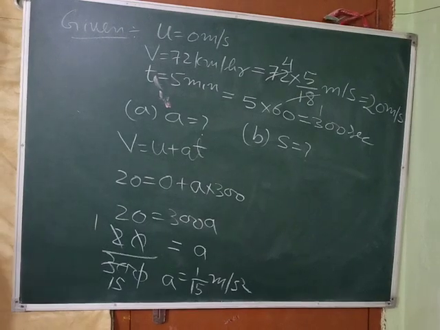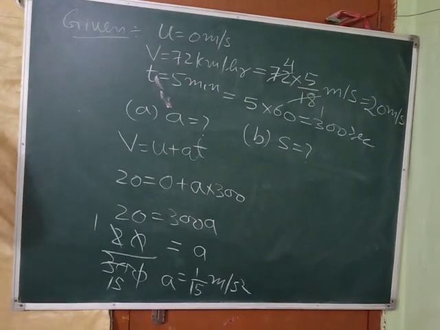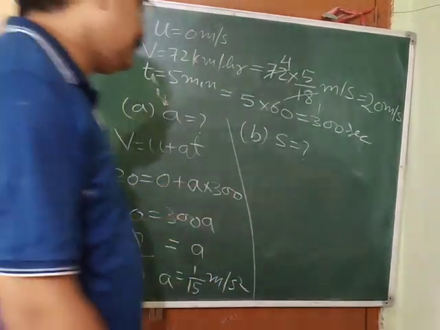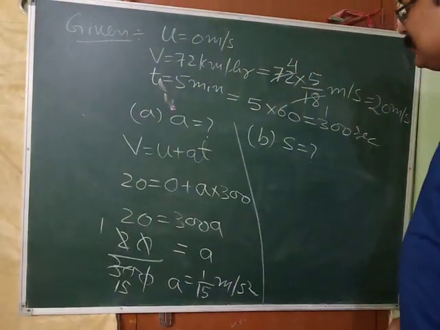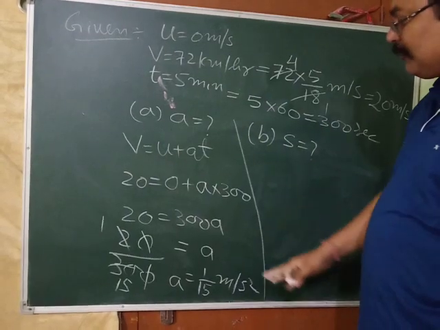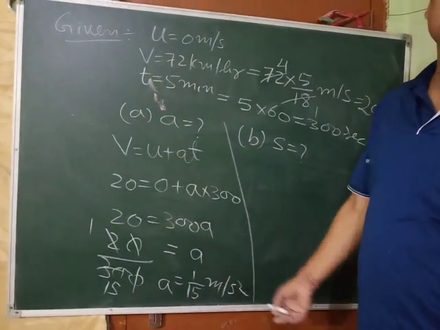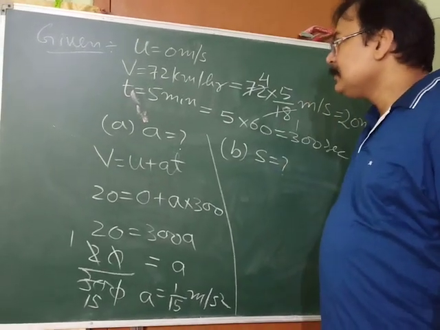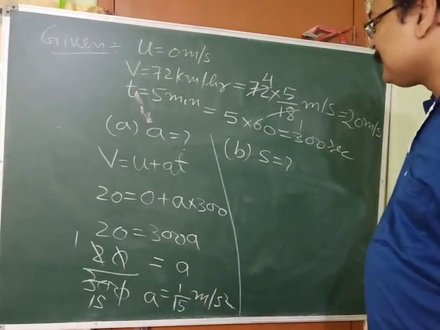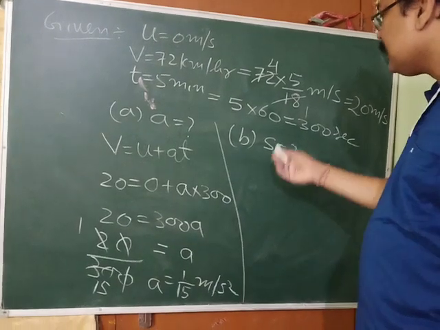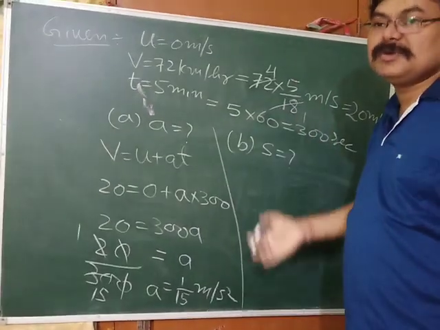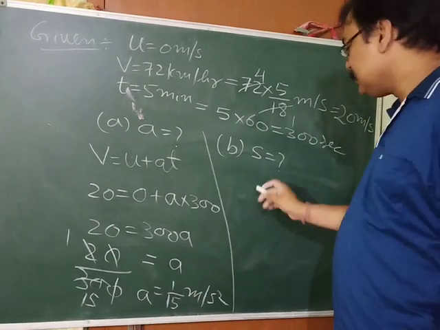Got this? Now we have to go to part B. In part B, we have to find out the distance covered. So how can you find it out? See what we have now. We have acceleration also. There are two formulas in which you get s. Either you can use s equals ut plus half at square, or you can use v square equals u square plus 2as.